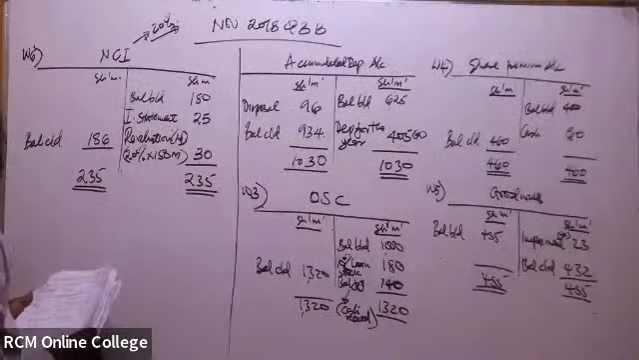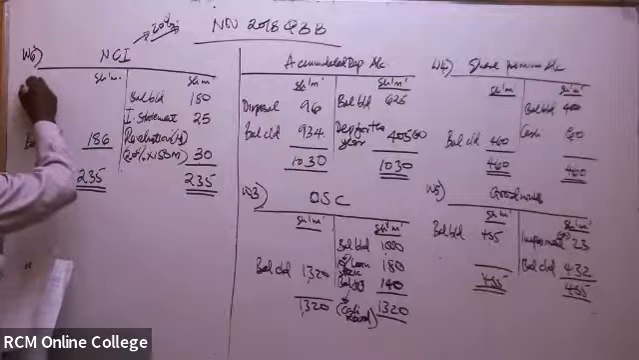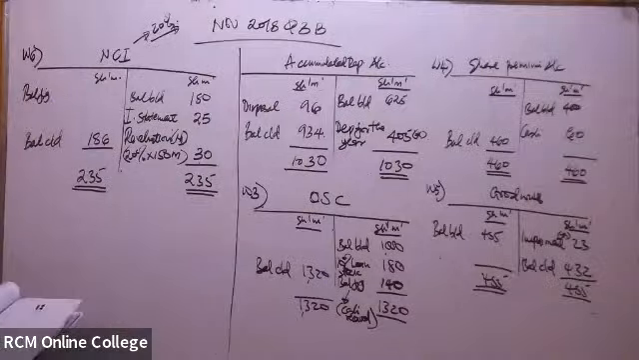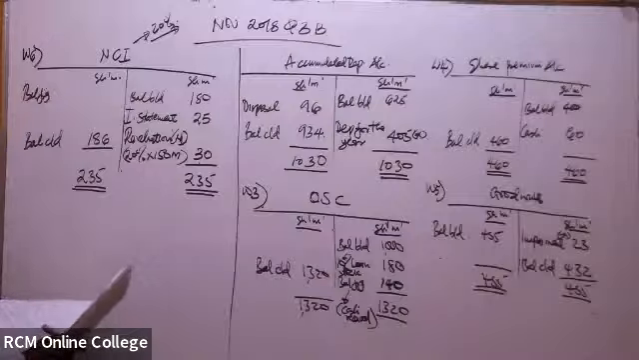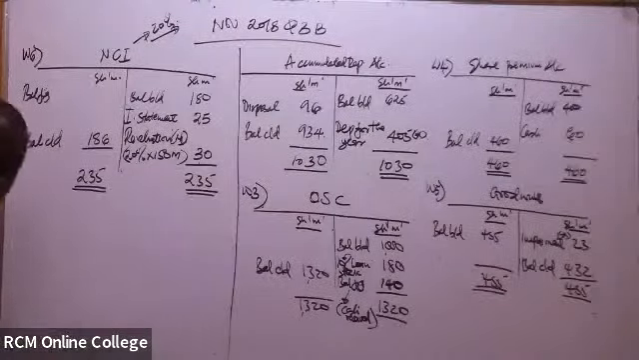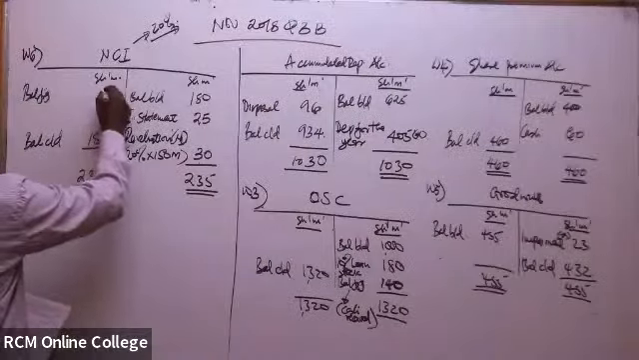So with this, we'll be able to get a balancing figure. There's a balancing figure here of how much? 235 minus 186 you get 49. So you'll likely be able to get a balancing figure of 49.